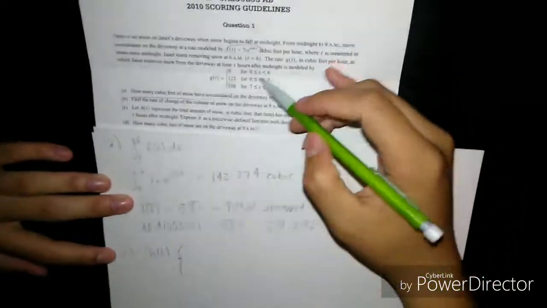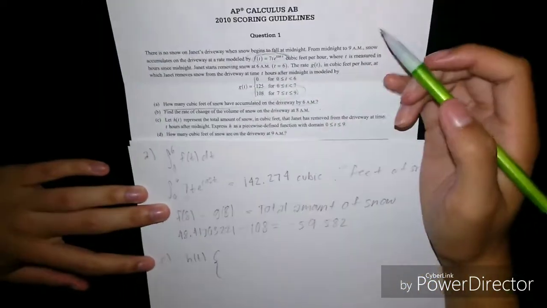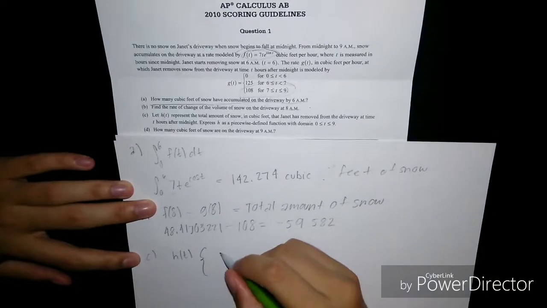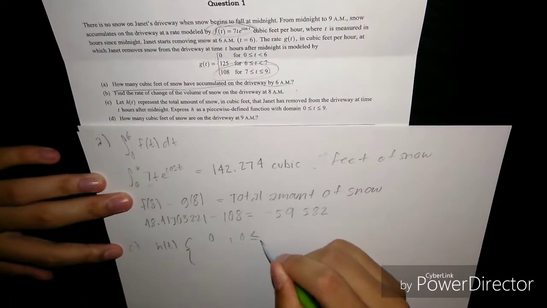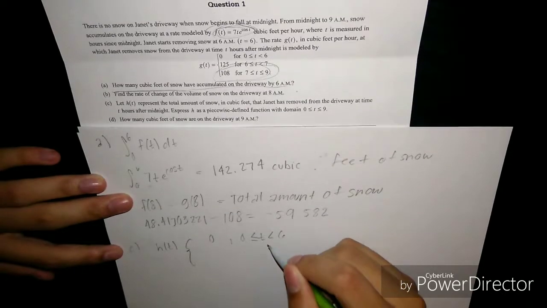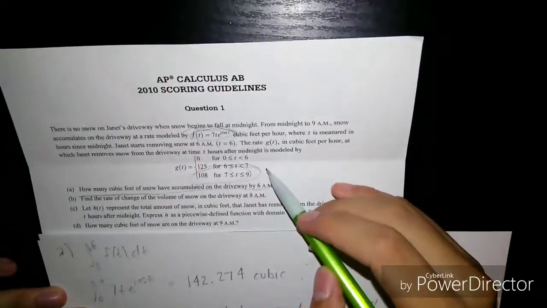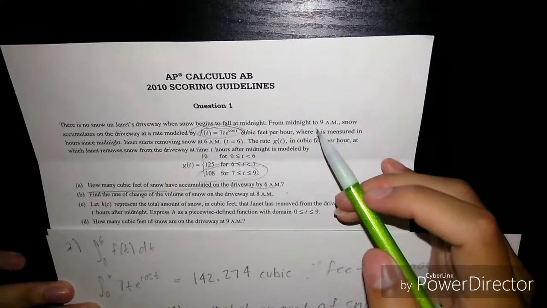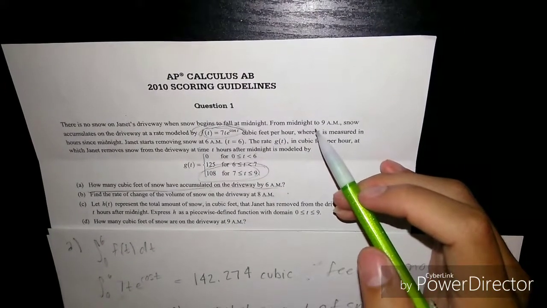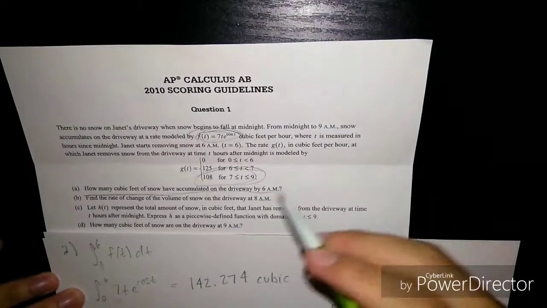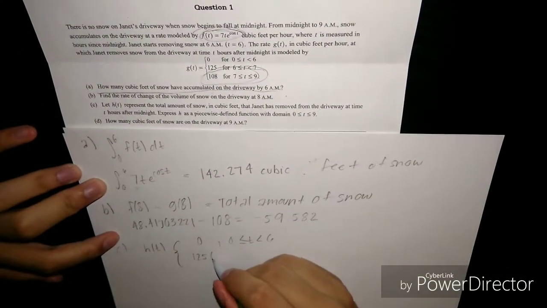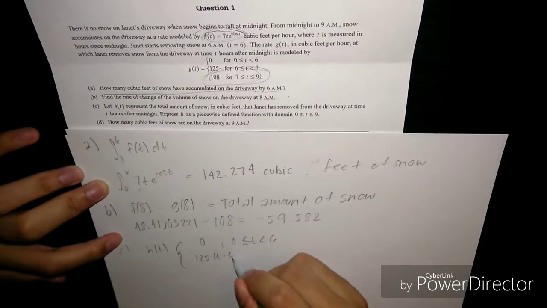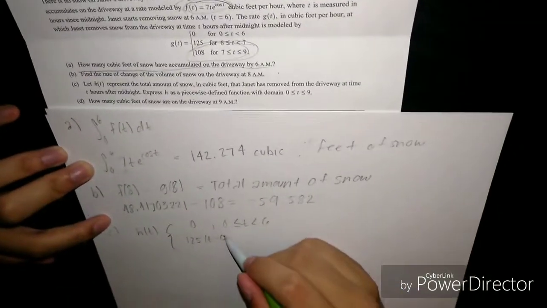Now, for the beginning hours, from 0 to 6, Janet wasn't doing anything. She was just letting the snow fall. So that stays as is because nothing was happening. Now, from 6 to 7, that's when she began to take away the snow off the driveway. But we also have to take into account the time, because she wasn't doing anything for those first 6 hours, so we have to subtract that.